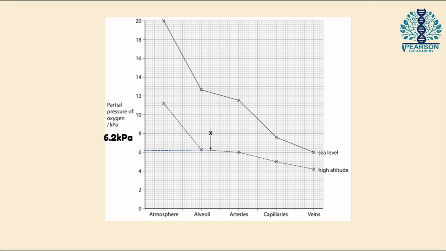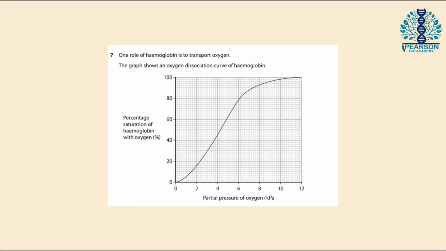Then you need to go to the first graph. So if you take around 6.2, then you can see from the first graph that it's around 80% saturated. So that's how you do it. You have to utilize both graphs.